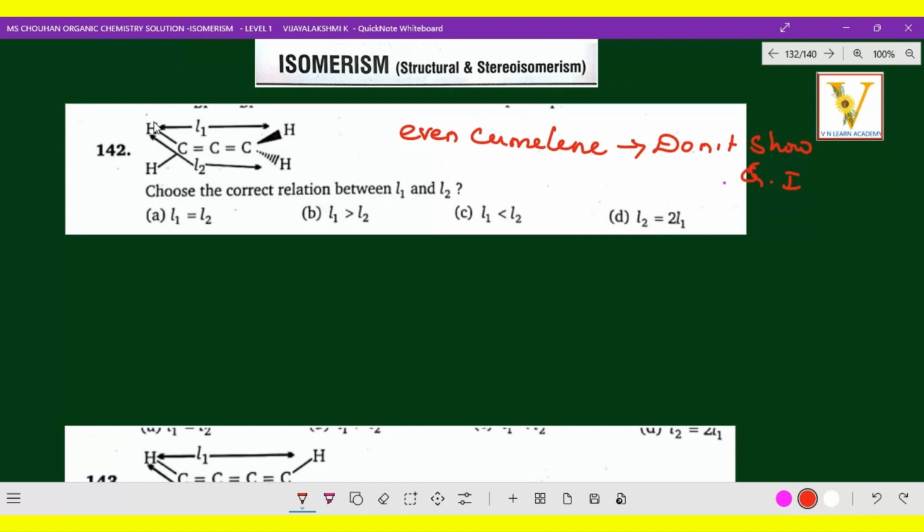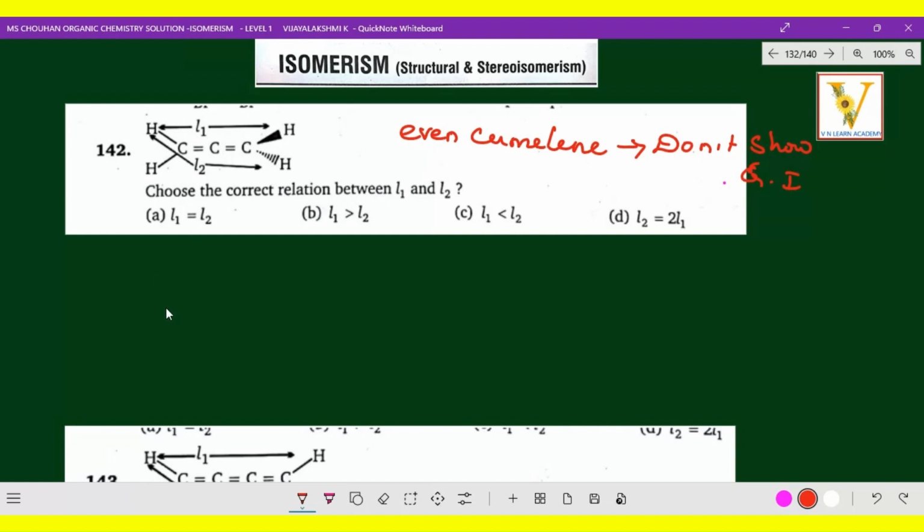Now the distance between this hydrogen and this hydrogen: this is the wedge position and this is the dash position. This is above the plane and this is below the plane. Now this L2 is from here to here and then here. So that means this does not show geometrical isomerism. First and foremost, even cumulene does not show geometrical isomerism because two double bonds are available.